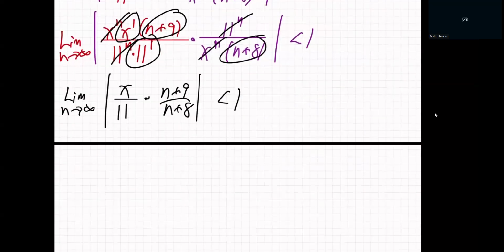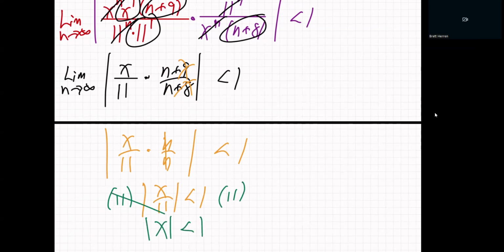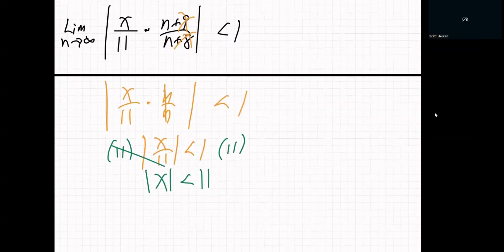So now we're going to infinity. So if you're plugging in infinity plus 9 for n, and infinity plus 8, the plus 9 and the plus 8 don't do anything. Who cares? It's just n over n, right? It's x over 11 times n over n less than 1 because we're going to infinity. And so those just cancel. It's just 1. So we get the absolute value of x over 11 less than 1. Multiply both sides by 11. Boom. Absolute value of x less than 11. So that is my radius of convergence.